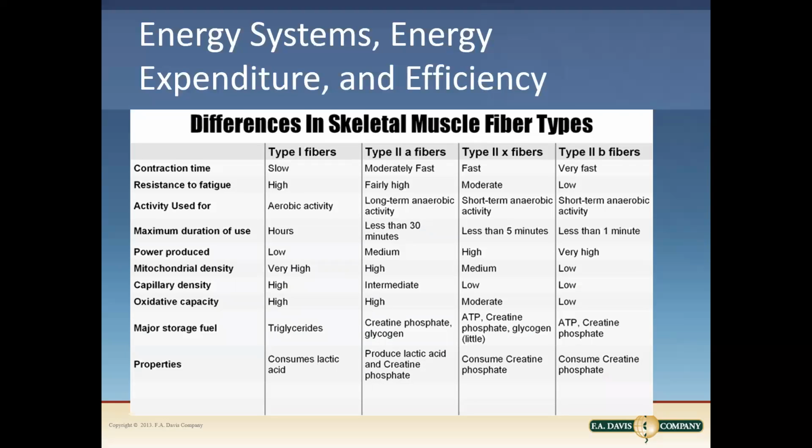How does this come into play? All of you in this class have a dominance for your fiber, meaning your muscles are going to be predominantly aerobic or predominantly anaerobic. So you're going to be type 1 dominant or type 2 dominant. And you can actually test for this.